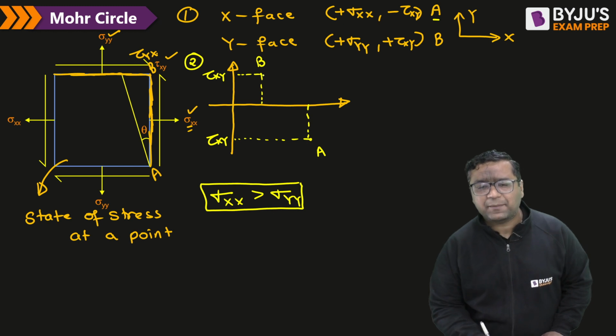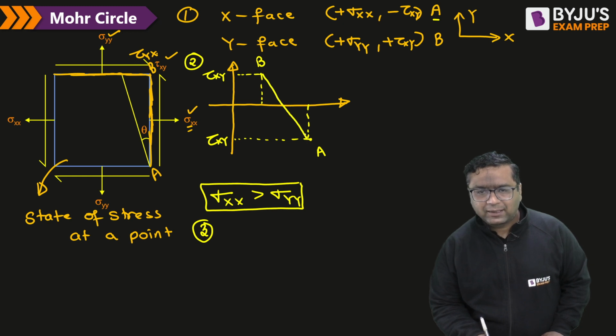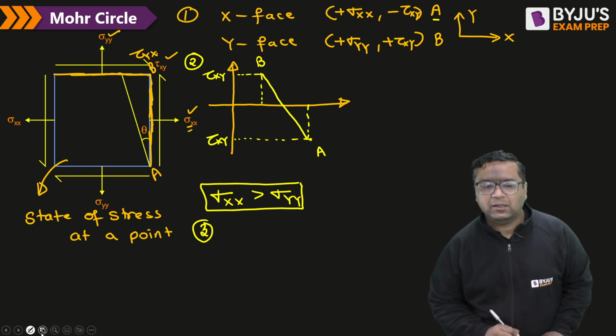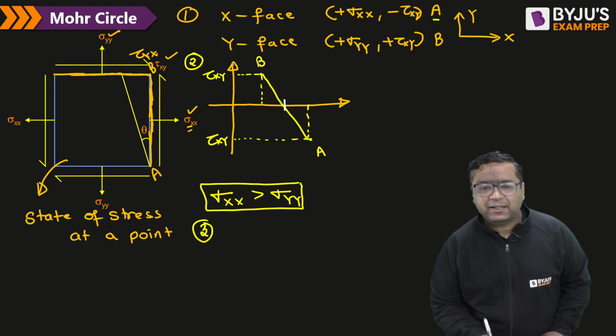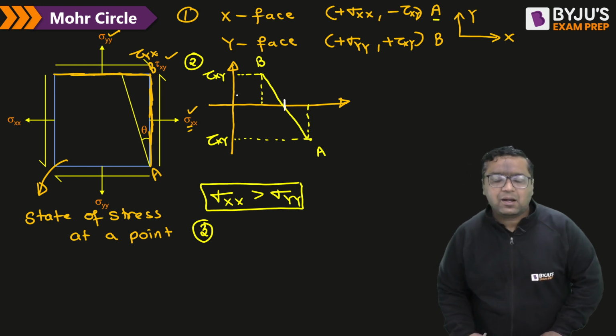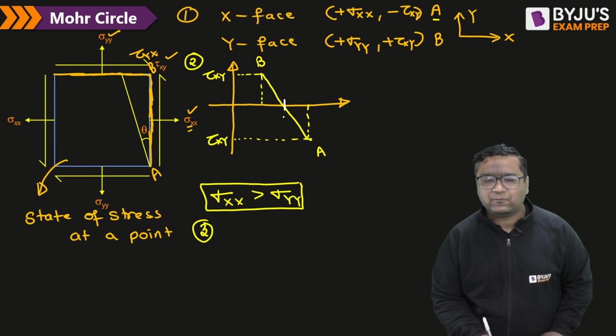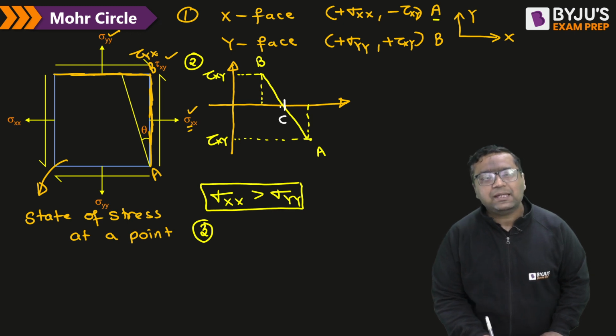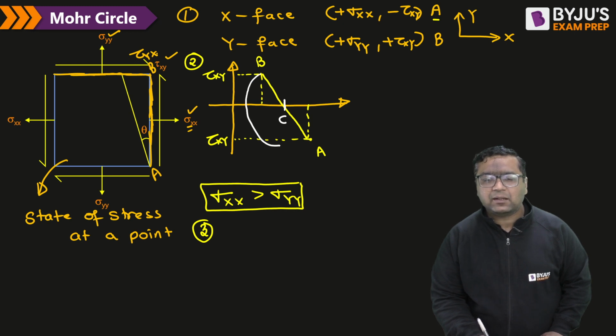Then I am coming to step number 3. Step number 3 says join AB. And you already know that the center of the Mohr circle will be coming on the origin. Here I am confirming that the point will be the intersection of this AB with the x-axis. Or you can see where AB cuts the x-axis, I will be taking this point as the center. Now taking C as center and AB as diameter, we will be plotting a circle, and that circle is nothing but the Mohr circle.